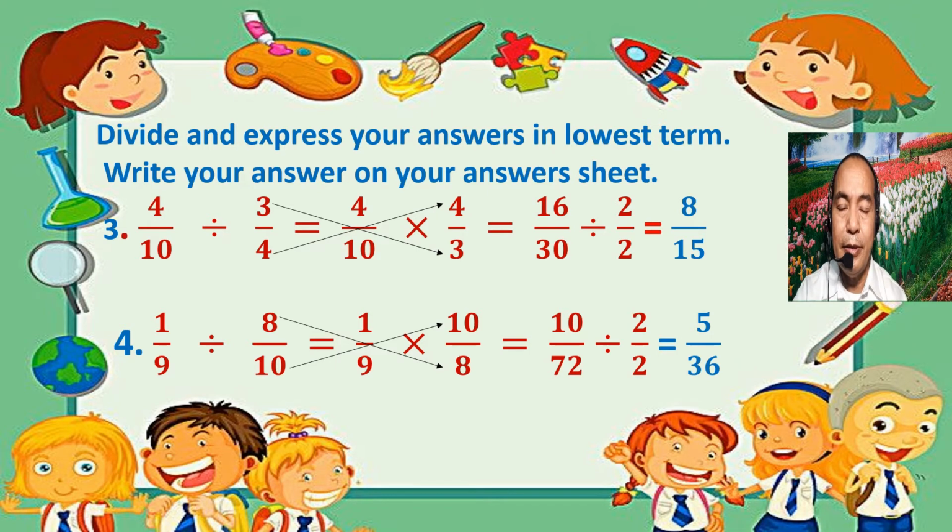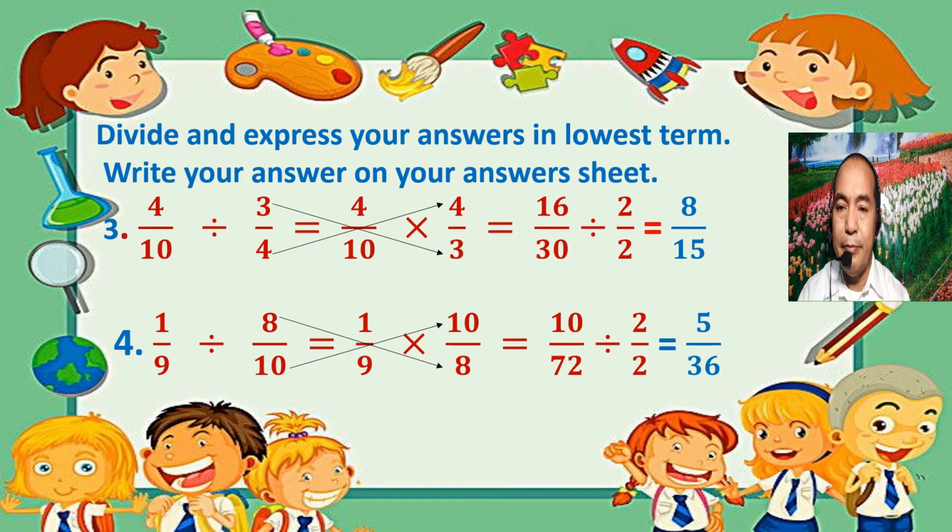So again, the fraction is not in the lowest term because both numbers are composite numbers. So you can still reduce this one. So we will have the factors of 16 and 30. Their common factor is only 2. No other similar and common factor for the two numbers. So we divide 16 by 2, we have 8. 30 divided by 2 will give us 15. So the lowest term of the fraction is 8 over 15.